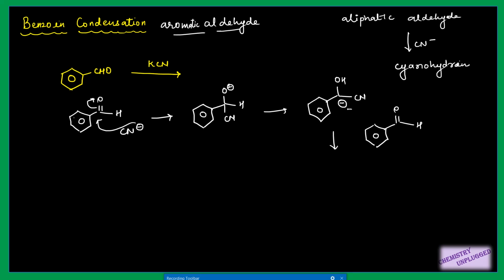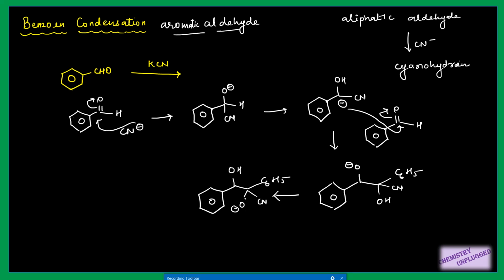So this carbanion will attack on it. This bond will shift here and it will become O minus. You can write it down as C6H5, with OH here and CN here. Now this proton will transfer from this OH to this O minus. We have oxygen with a negative charge. Now this negative charge will shift here and CN will be removed. This will become the final molecule.